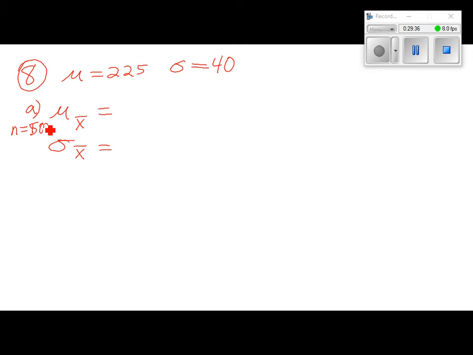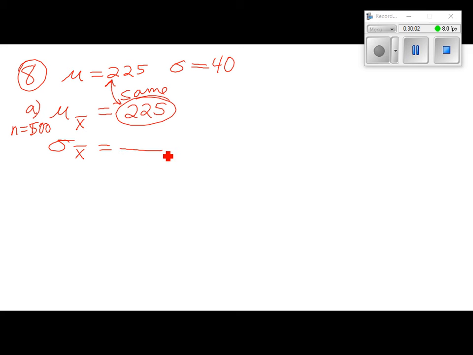500 for A. How are we going to find the mean? Does anybody remember the formula to find the mean? Isn't it the same? Same thing. So what's this answer? 225. Same. Those two are always the same. The mean of the sample means and the mean of the population, always the same.